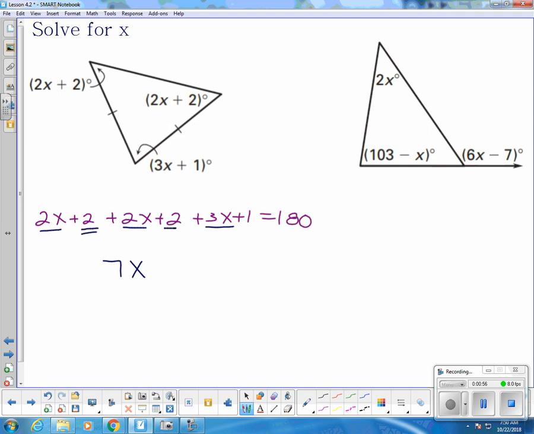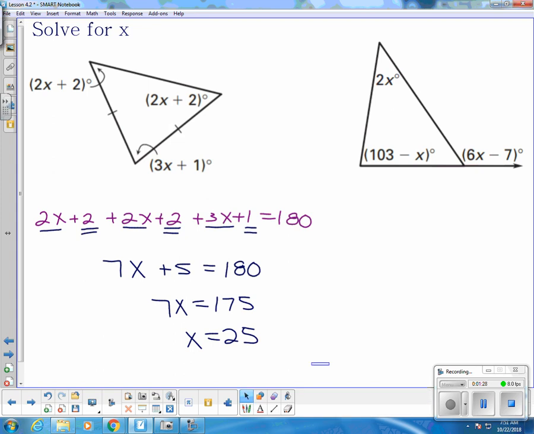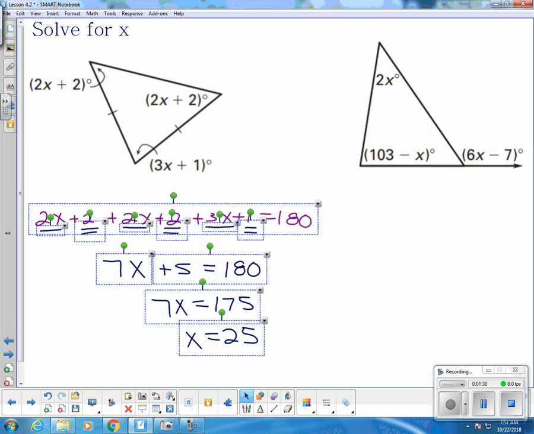And then add your numbers together. 2 plus 2 plus 1 is 5. And the right side is still 180. All right? We're going to subtract the 5. And divide by 7. So you get 25.